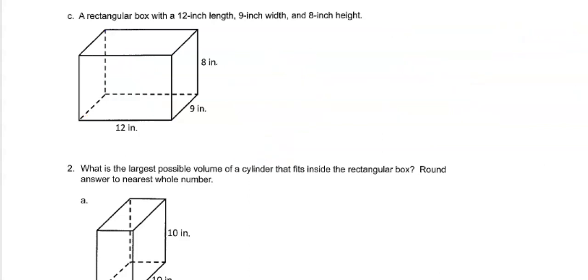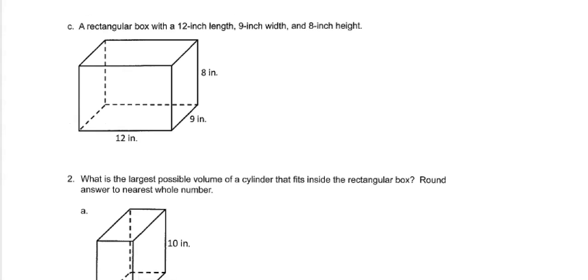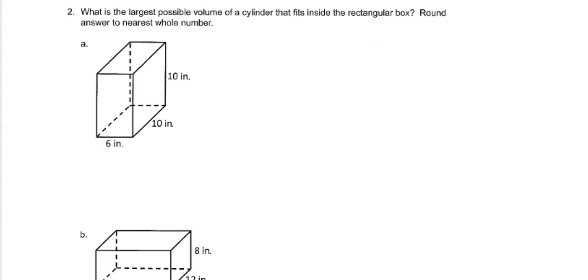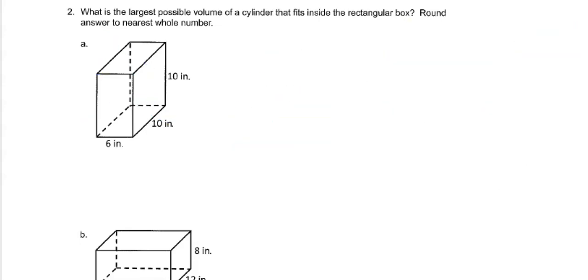All right, last problem down here at the bottom. What is the largest possible volume of a cylinder that fits inside this rectangular box? And round the answer to the nearest whole number. So we're looking for volume of a cylinder. First thing I want to understand is the formula. Volume of a cylinder is the base area, which is a circle, times the height.